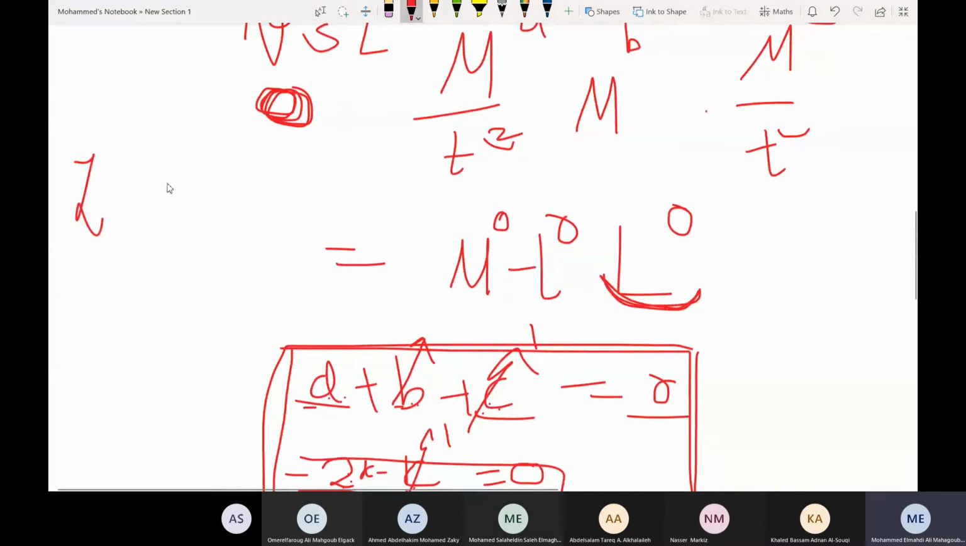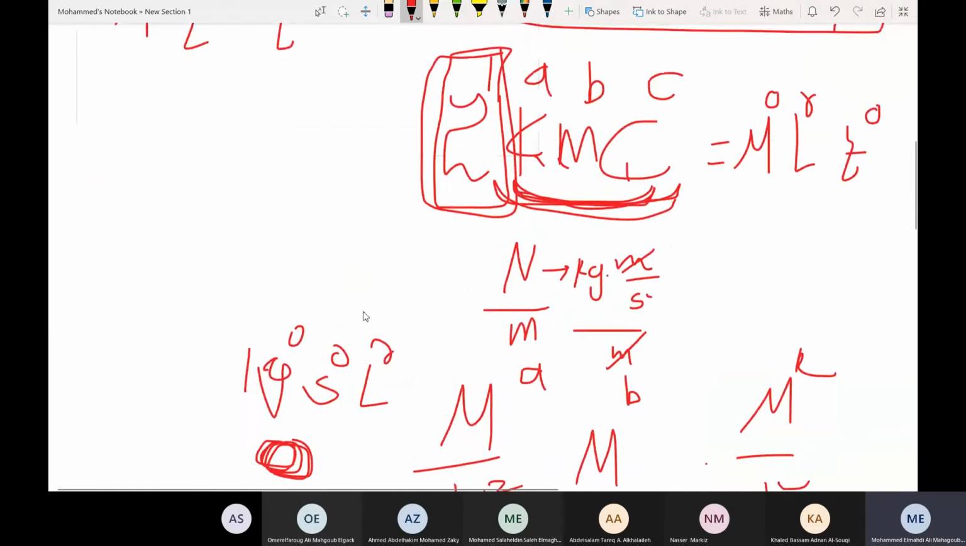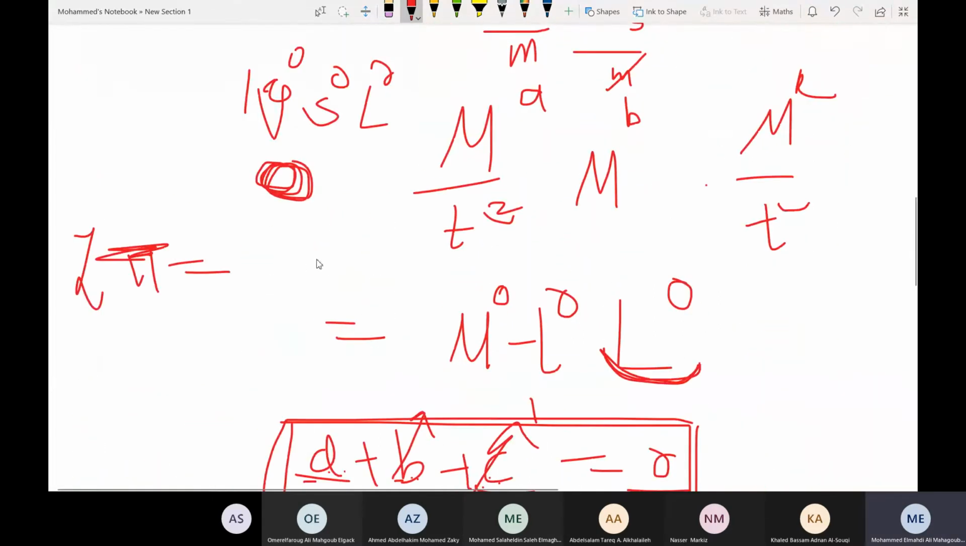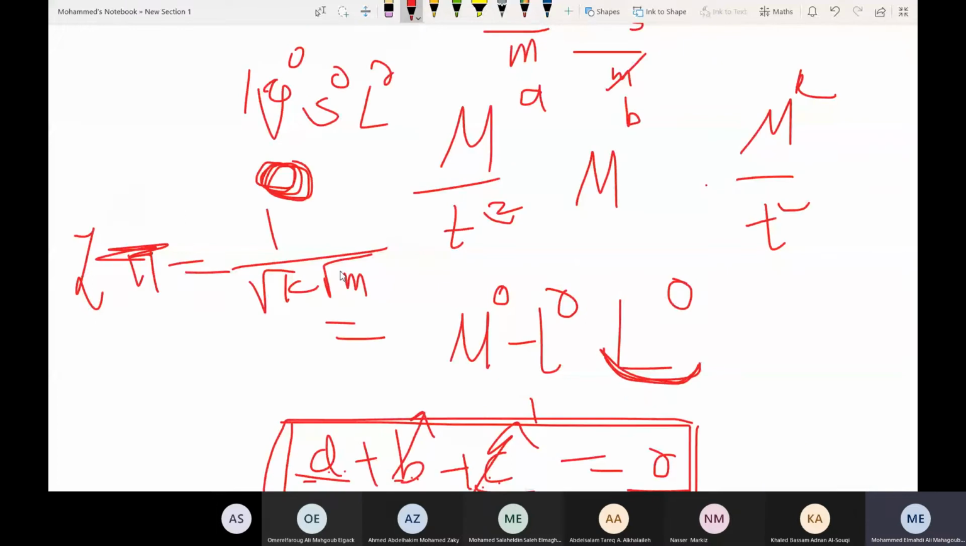Zeta, okay, our pi will be equal to... we have K, M and C: a minus half, so 1 over root K, also root M, and C does not appear. So it's 1 over root K root M, and this is the pi.